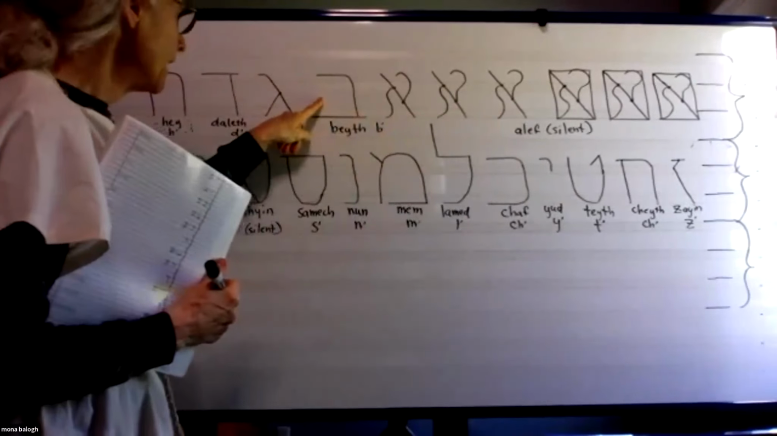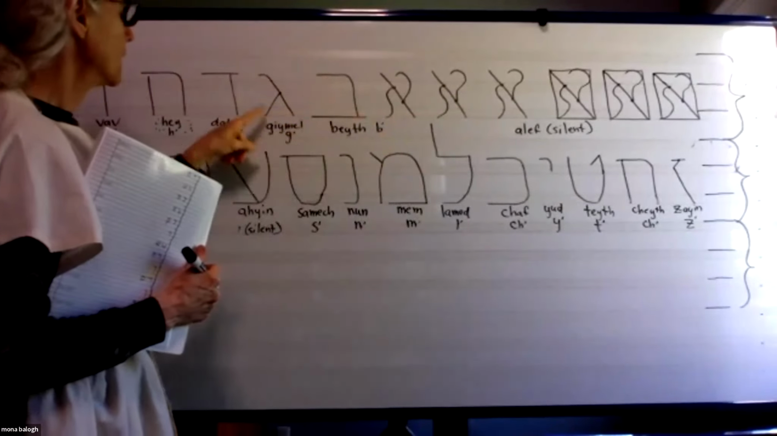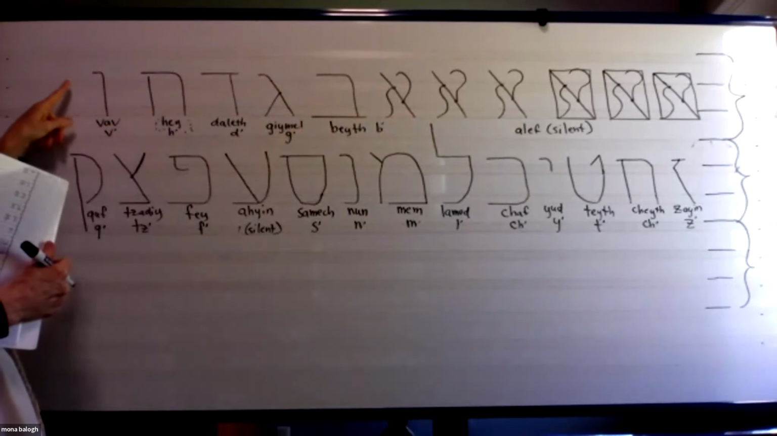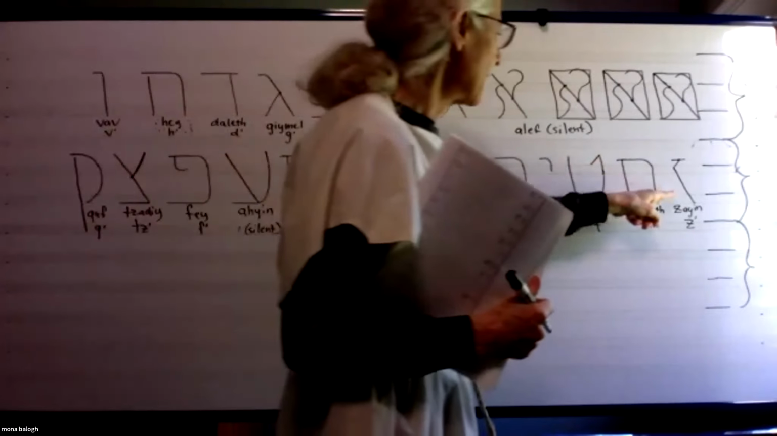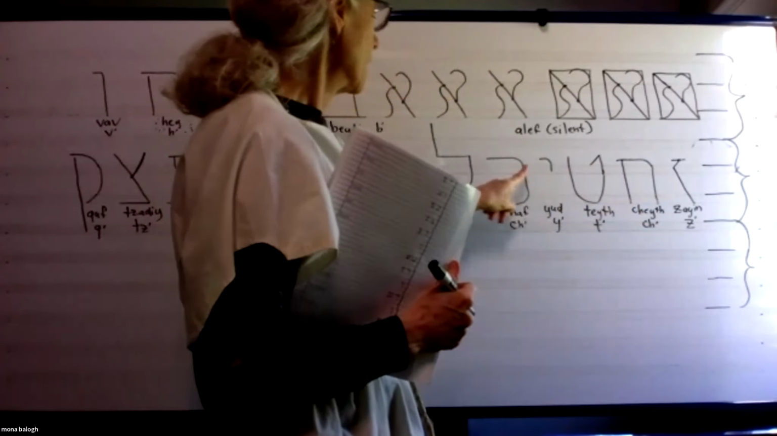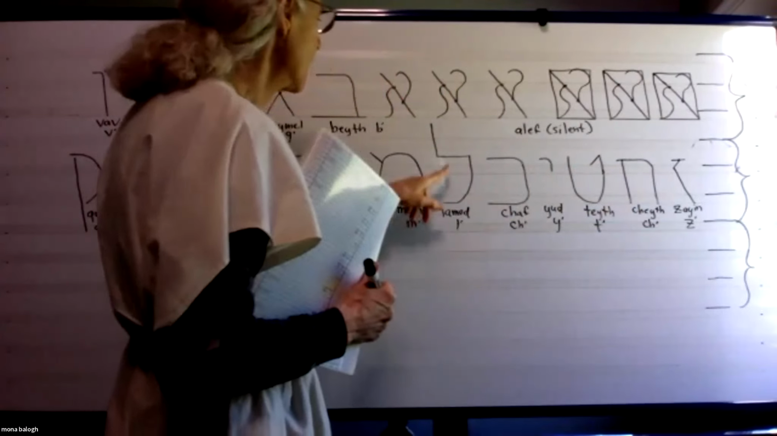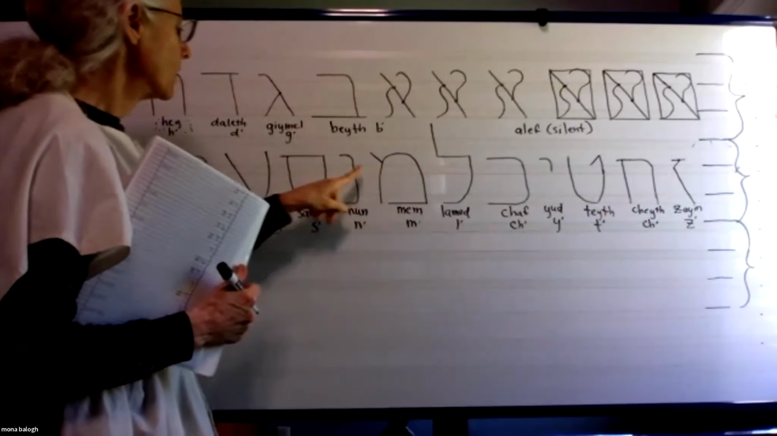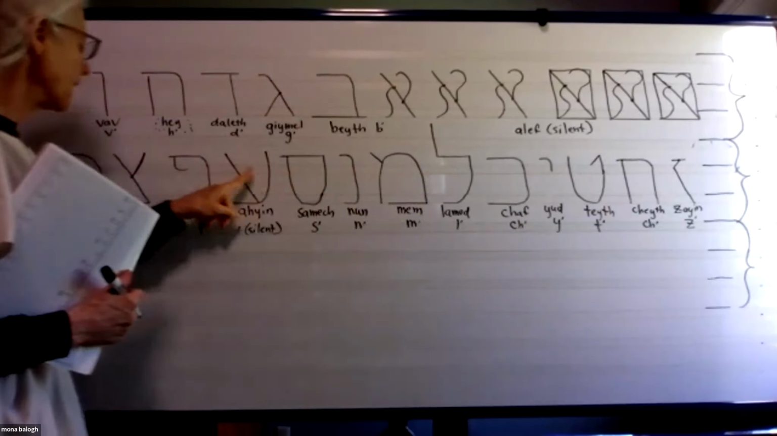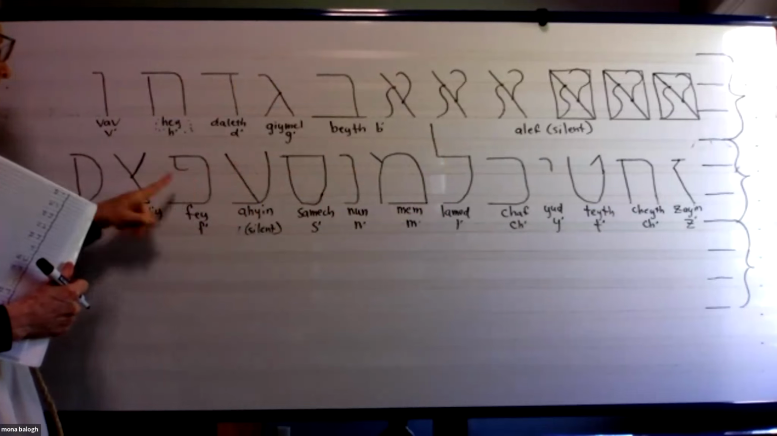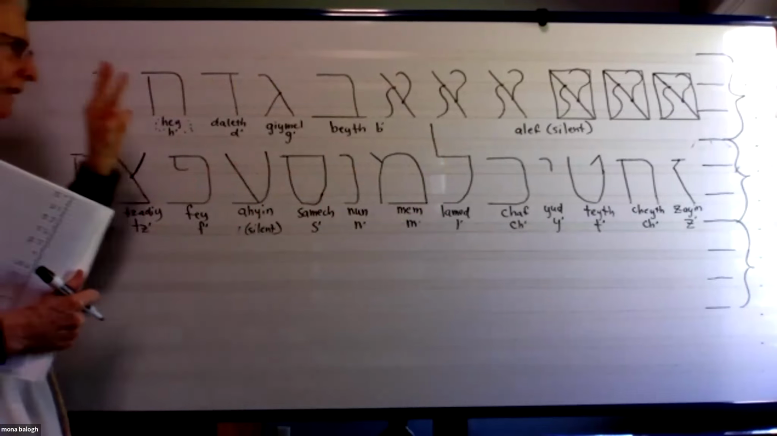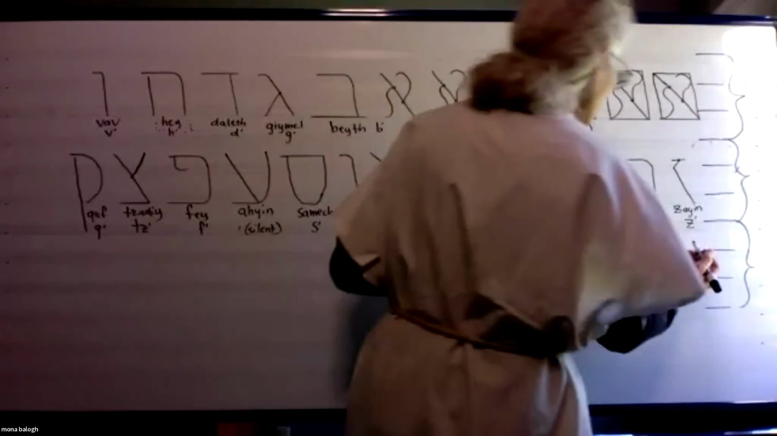Aleph, Beit, please say this with me. Gimel, Dalet, Hey, Vav, Zayin, Chet, Tet, Yud, Chaf, Lamed, Mem, Nun, Samech, Ayin, Fe, Sadi, Kuf, last three.